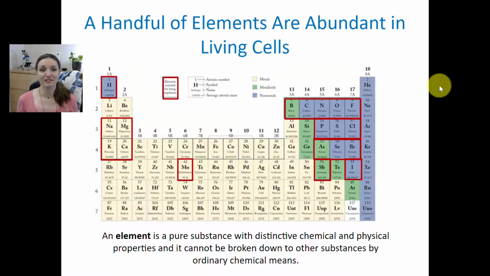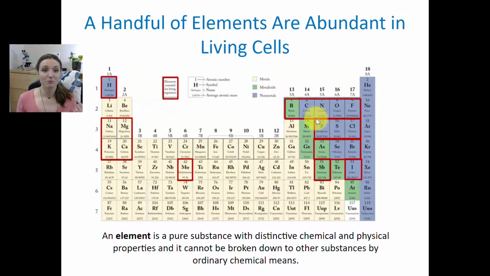If we look at the elements that are common to living organisms, these are the ones found in those red boxes, okay? And what we mean when we say an element is a pure substance that has very distinct and unique chemical and physical properties, okay? And we can't break it down to any other substance. We cannot take an atom of oxygen and break it down to any other sort of atom, okay? Most of the elements in this range right here are very common in living organisms, and some of these ones right here.